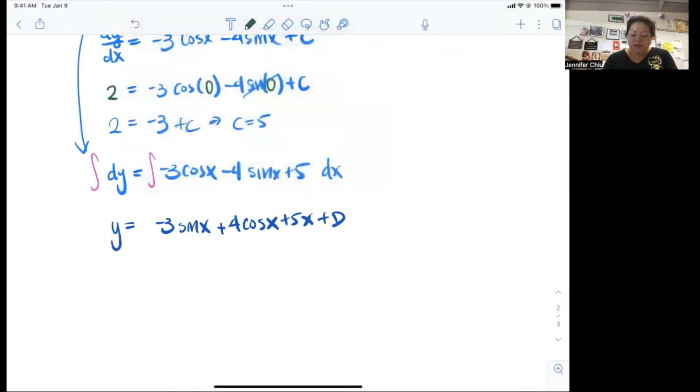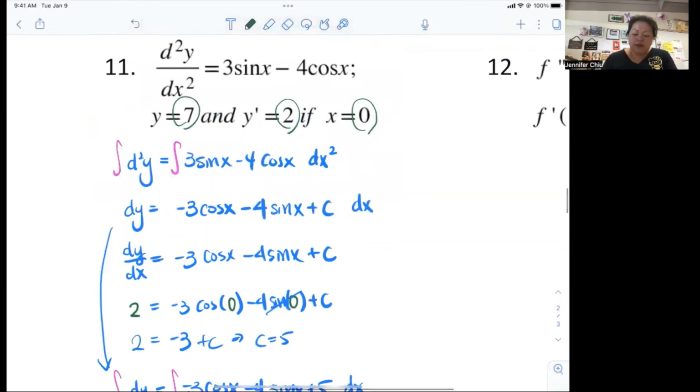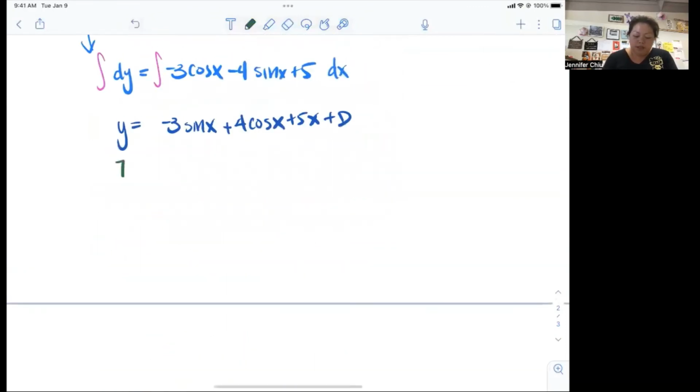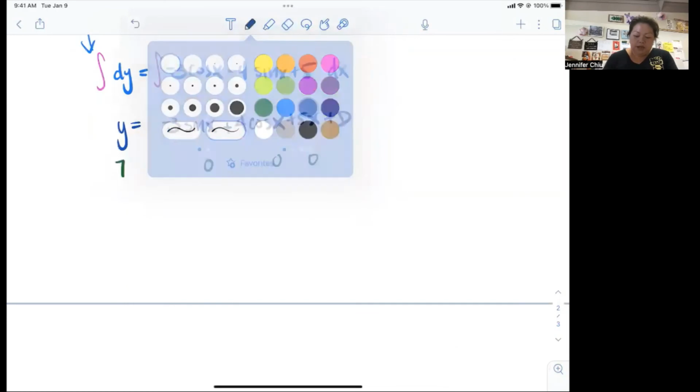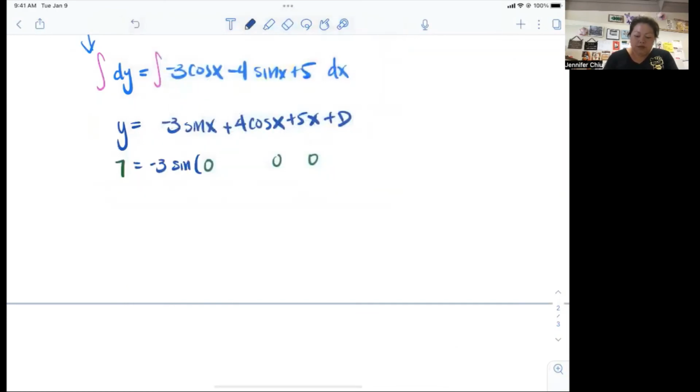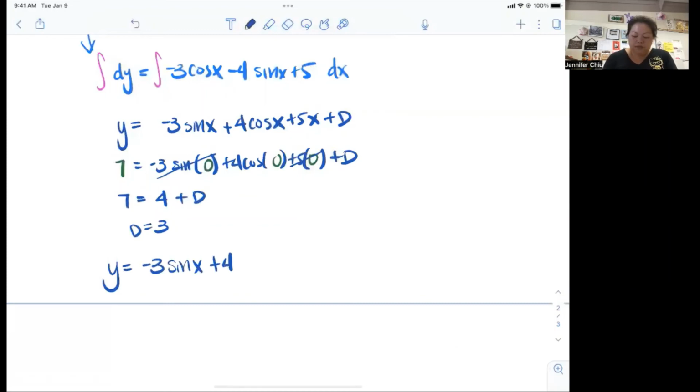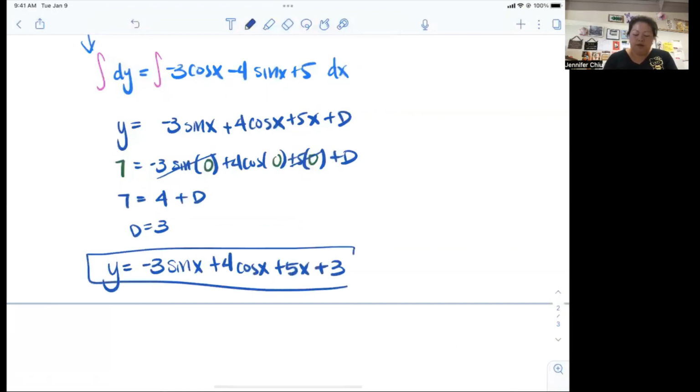All right, more initial condition here. It says y equals 7 when x equals 0. Okay, let's see what that looks like. So negative 3 sine of 0 plus 4 cosine of 0 plus 5 times 0 plus d. All right, sine of 0 is 0, 5 times 0 is 0, but 4 times cosine of 0, cosine of 0 is 1. Don't forget that. So 7 equals 4 plus d, so d equals 3. So the final answer is y equals negative 3 sine x plus 4 cosine x plus 5x plus 3. That is your final answer.